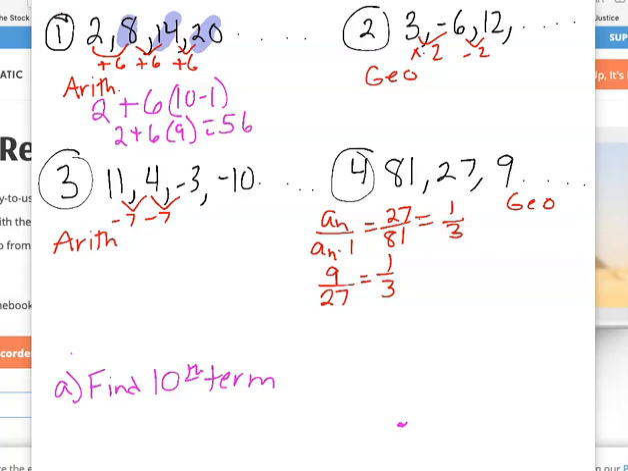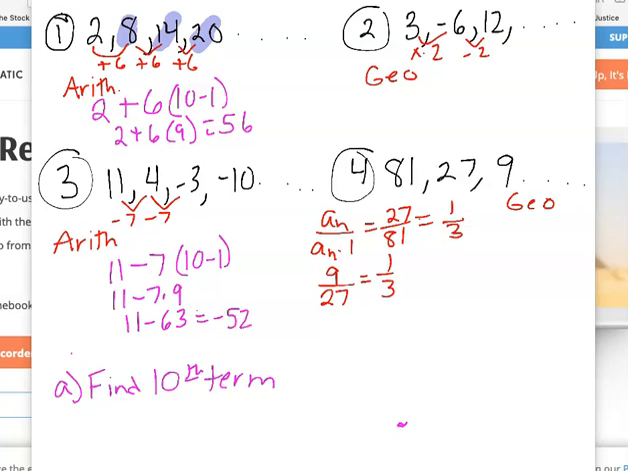So let's see if that works for the other arithmetic one. We start at 11, and we're subtracting 7. And again, we have to subtract it 1 less than the term we want, so 10 minus 1. So we have 11 minus 7 times 9. So 11 minus 63. We'd have -52.